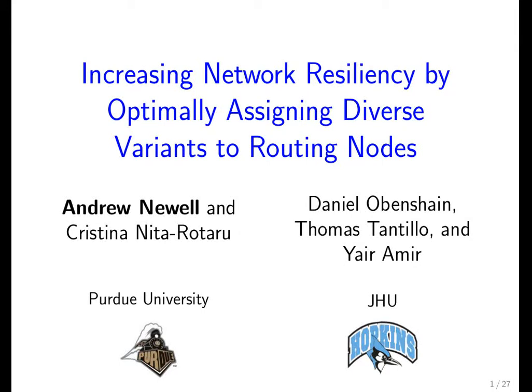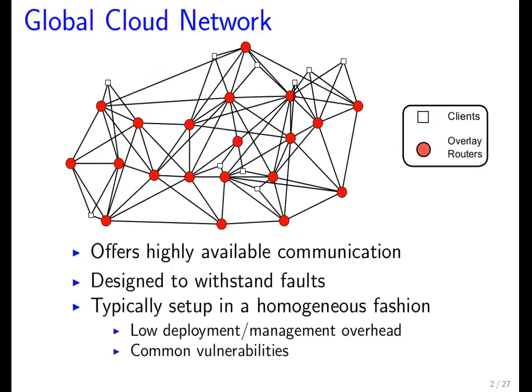Hello, my name is Andrew Newell, and this is a joint work between myself, Christina Nita Rotaru, my advisor at Purdue University, the two students Daniel Obenshane and Thomas Tantalo, with Yair Amir as their advisor at Johns Hopkins. And this work is on increasing network resiliency by optimally assigning diverse variants to routing nodes.